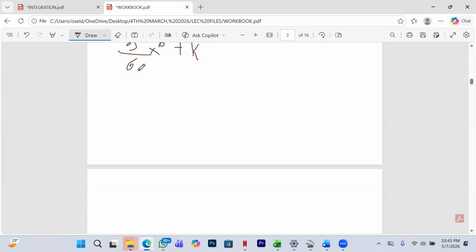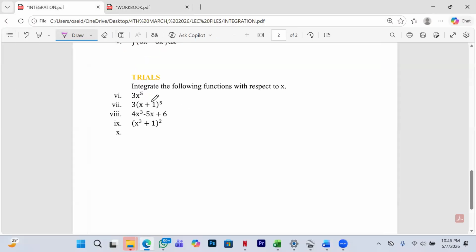So we are going to get 1/2 x exponent 6 plus k. As easy as that. Please, who had that answer? Who tried to solve it and had that answer? Right, so let's move on to the next. I did. Okay, thank you. Thank you very much.